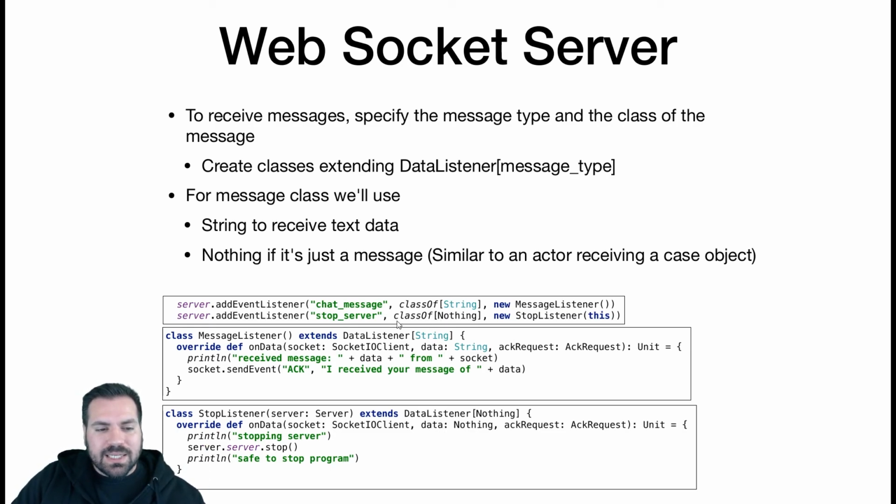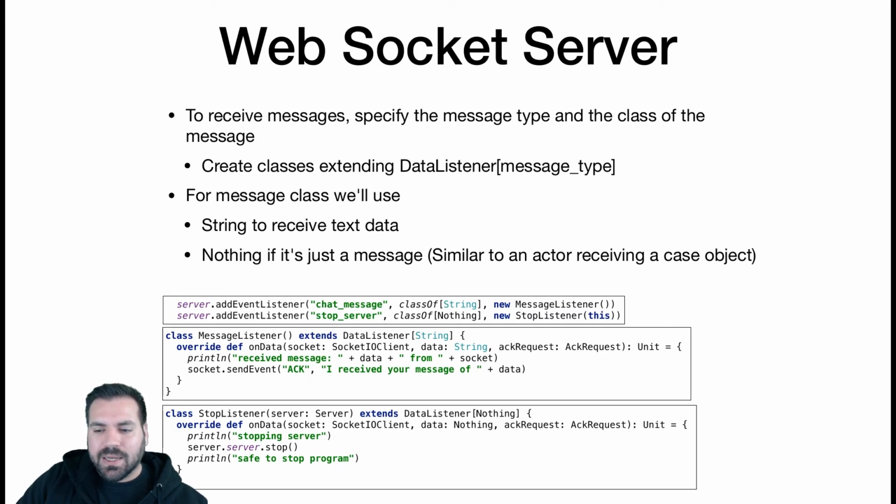Each of these extends data listener, which takes a type parameter of the type of the data of that message. So this will always be, for our purposes at least, extends data listener of string or extends data listener of nothing, and those have to match whatever the class is that you have here. Since message listener is being used to react to chat messages of type string, it has to extend data listener of type string.